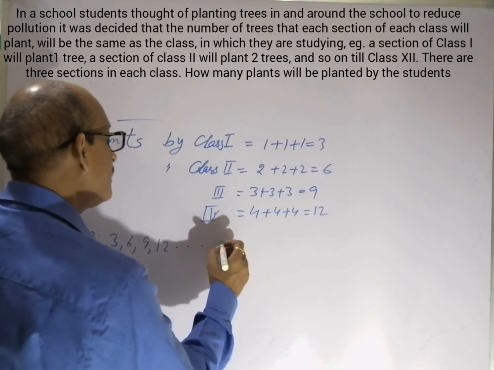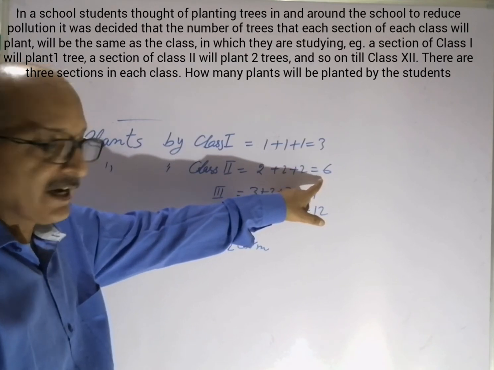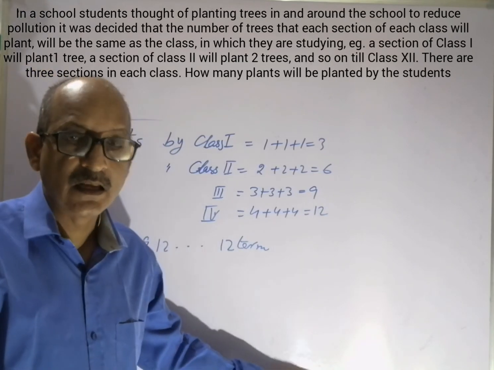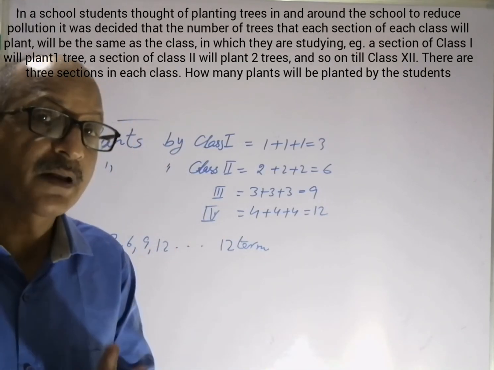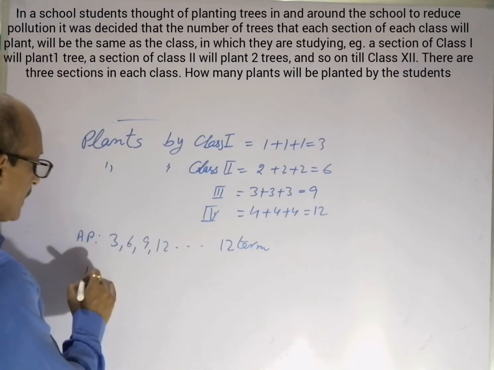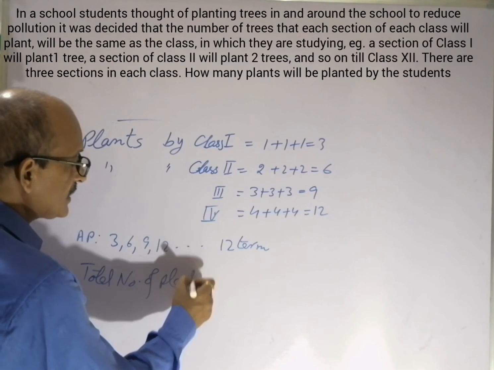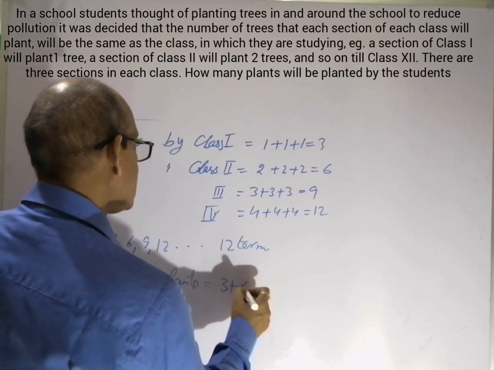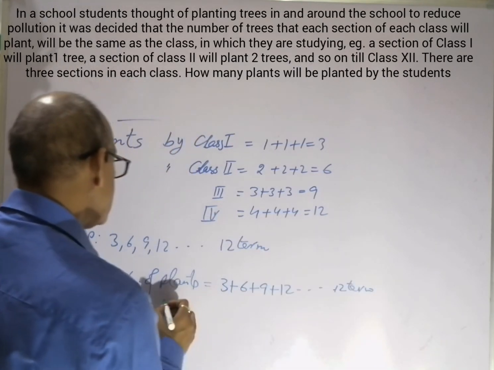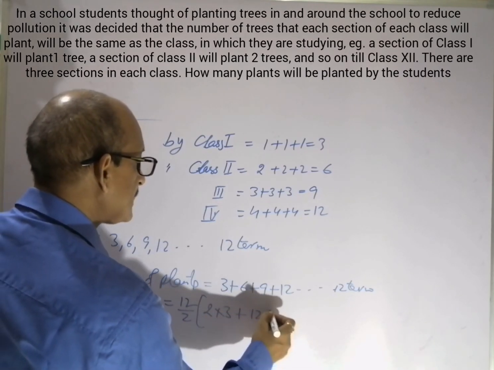How many terms are there? 12 terms, because the first term is for the first class, the second term for the second class, the third term for the third class, the fourth term for the fourth class, and so on. There are 12 classes, and each class has the same number of sections, that is 3. So we have to find the total plantation, the total number of plants. Total number of plants will be the sum 3 plus 6 plus 9 plus 12 and so on up to 12 terms, so that is 12 upon 2 into 2a plus (12 minus 1) into d.